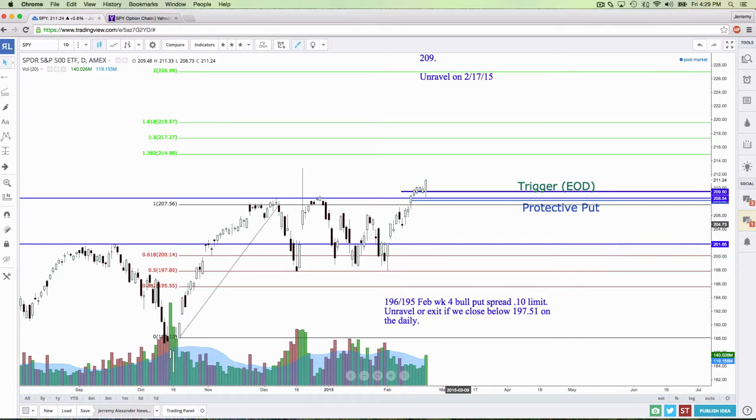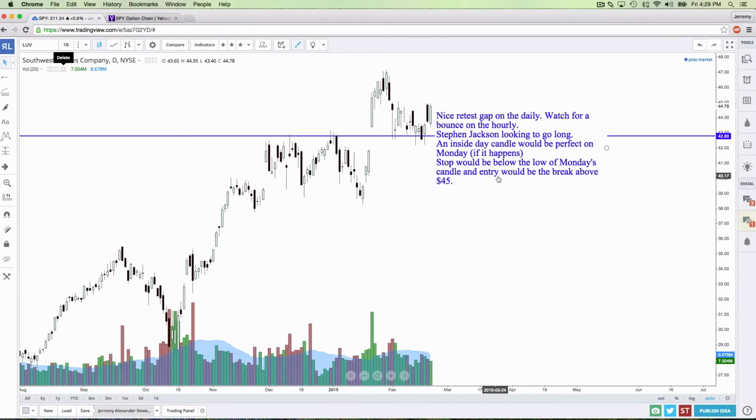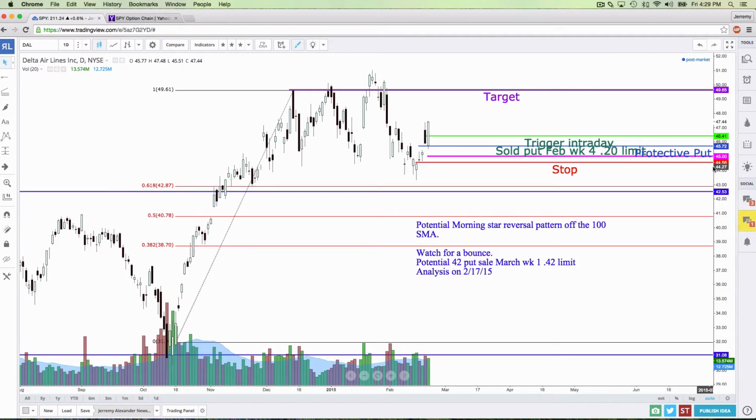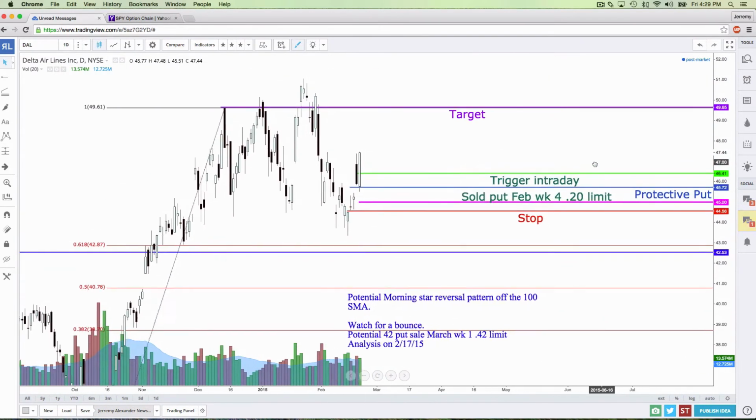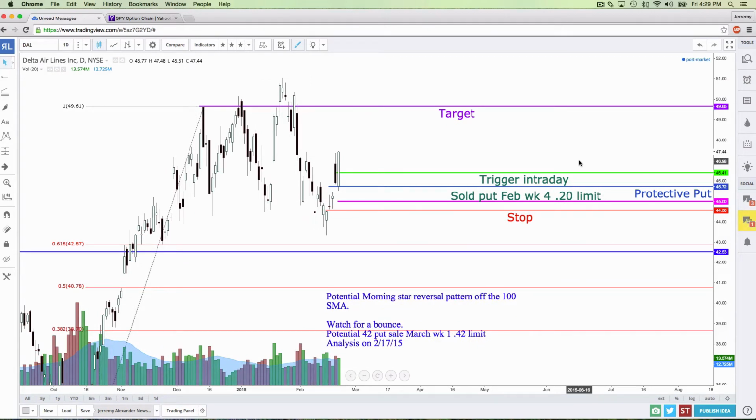What I'm going to do now is hop into a real life example, and I'm going to show you ticker symbol LUV. This is not LUV, it's Delta Airlines. Delta Airlines is a stock that actually hit my protective put and then continued bullish. Just the other day, back here, February around Valentine's Day, I noticed a potential Morningstar reversal off the 100 simple moving average. So let's pull up the 100 simple moving average.